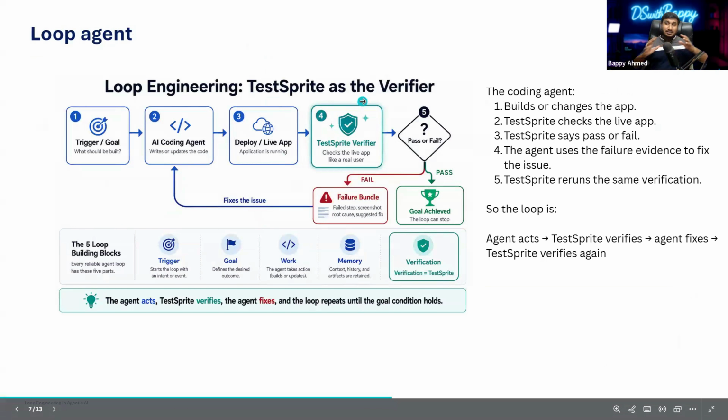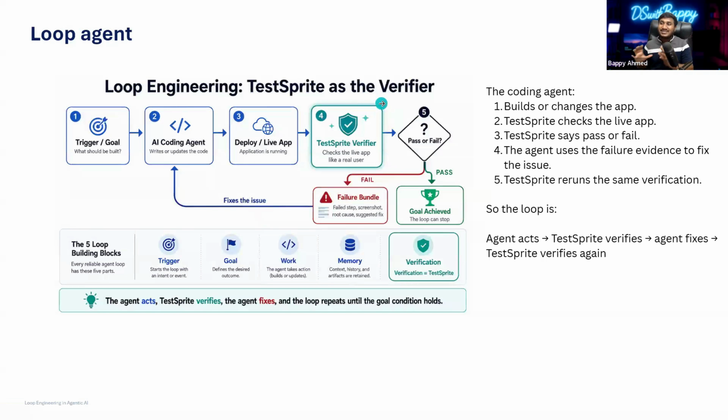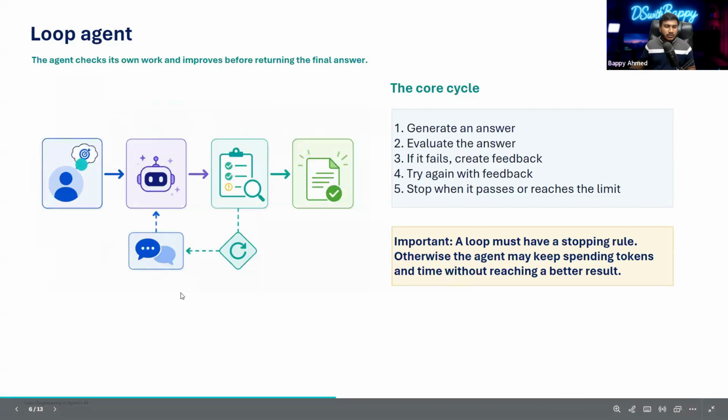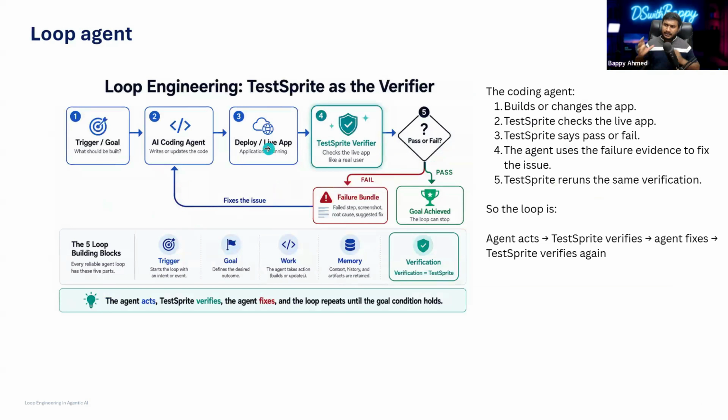Especially, see this: Test Sprite we use with the help of an existing loop agent. That means our coding agents, whether you are using Copilot, Codex, or let's say Cursor IDE, we will be using Test Sprite. I'm going to show you application-level development. I'm also going to show you the existing agents we are using and how to integrate these things with this verifier.